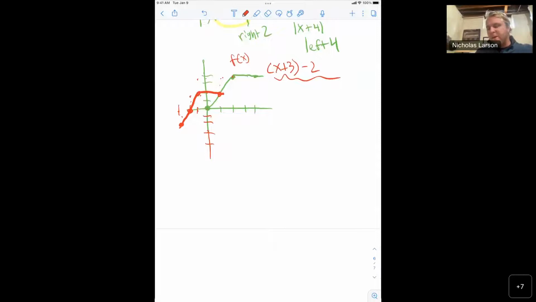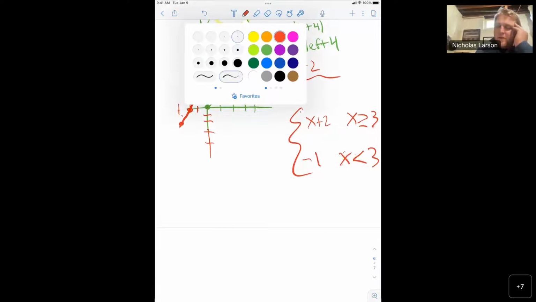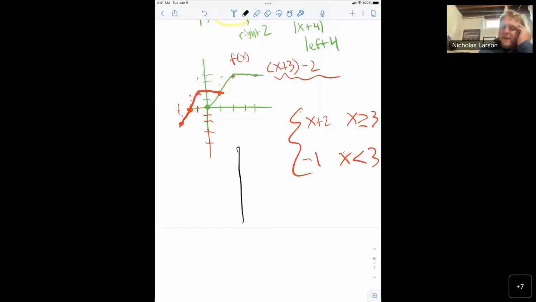We also talked about a piecewise function. This oftentimes happens when you get a range of numbers. So it might be, hey, let's graph x plus 2 for when x is greater than or equal to 3. And then let's graph -1 when x is smaller than 3. So again, what would we do? We would draw our graph. We would say, okay, if I've got this graph, let's just mark it real quick.